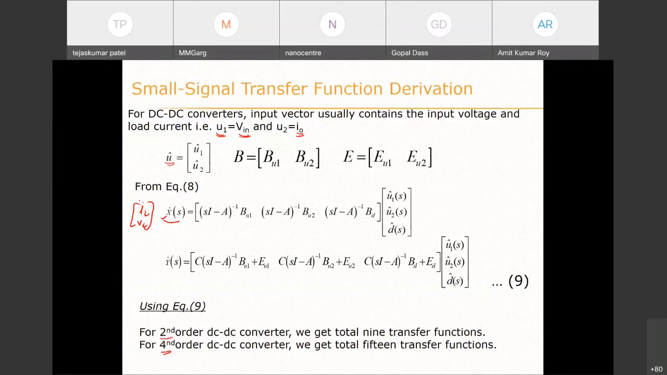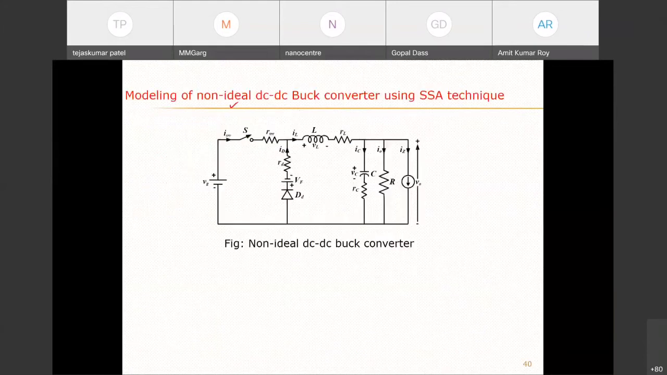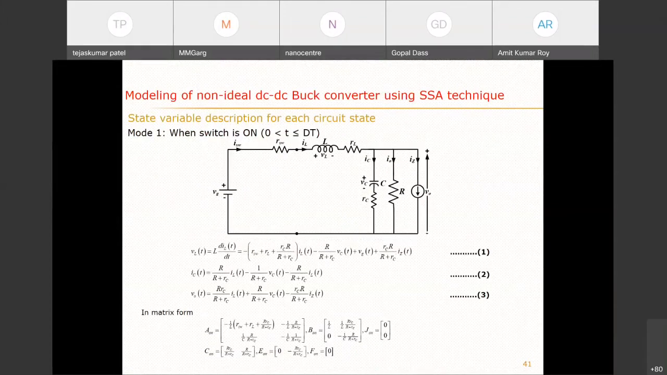That state vector depends upon the order of the converter. If it is second order, then this is the second order state vector, like inductor current and capacitor voltage. If it is fourth order, then it's like two capacitor voltages and two inductor currents, like that. So we get various transfer functions.